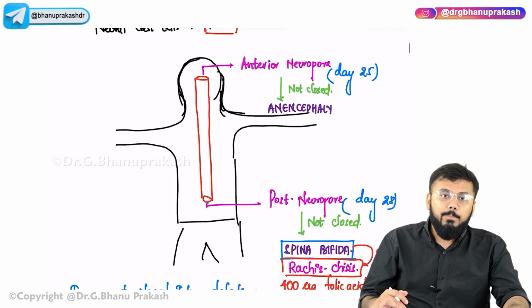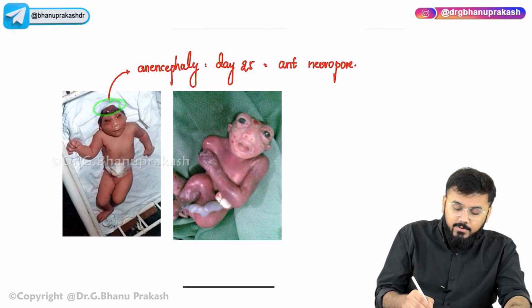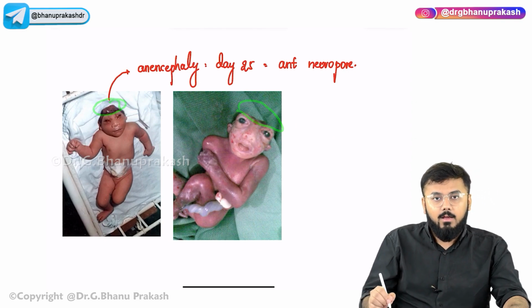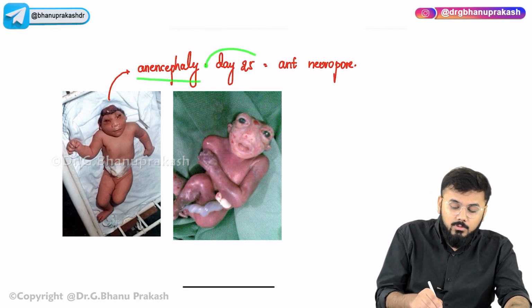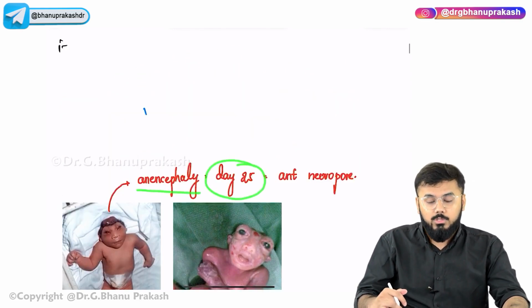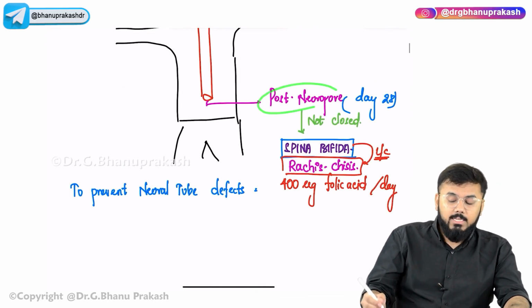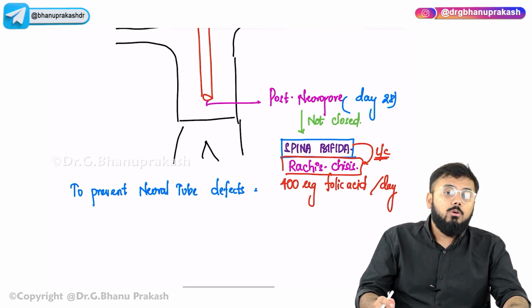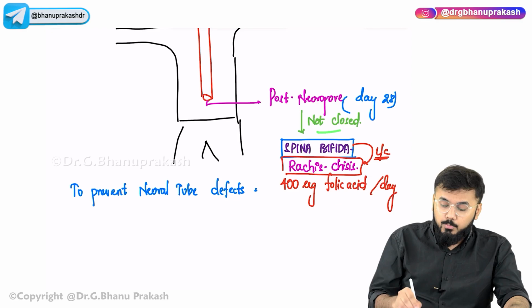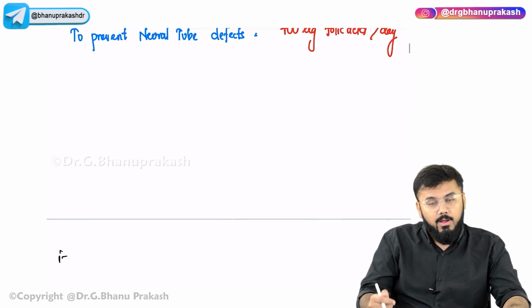Just look at the picture over here. This is anencephaly, where half of the head, half of the brain, is absent. Why? Because anencephaly is due to the anterior neuropore not closing on day 25. What if the posterior neuropore doesn't close on day 28? Normally it should close on day 28. If it does not close on day 28, that would lead to spina bifida.